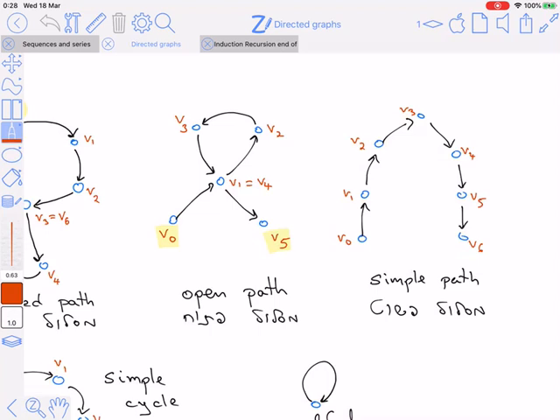In this example, we start with V0, we go to V1, V2, V3, V4, V5, V6. All the nodes along this path are distinct, and therefore this is a simple path.